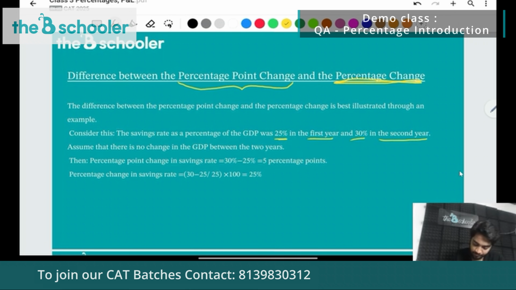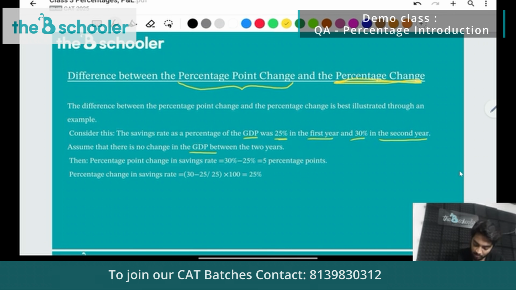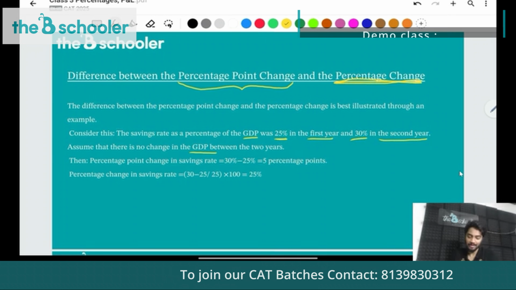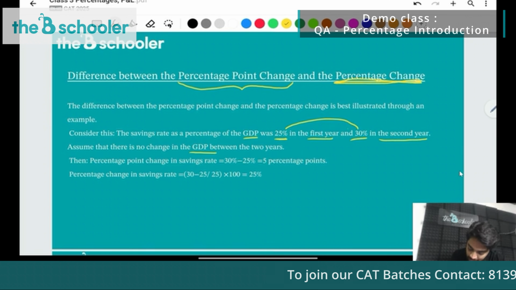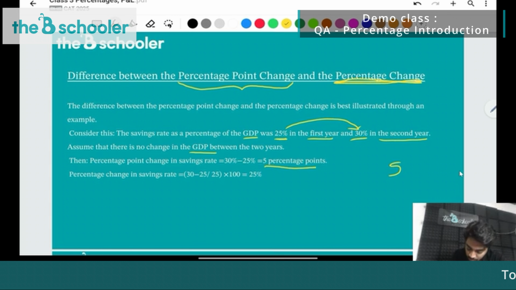and 30% in the second year. Okay. So GDP has remained constant. Only the savings rate has changed from 25% to 30%. So when we say percentage point change, we are referring to the absolute change in percentage. That is 25% to 30%, how many percentage points did it change? That is 5 percentage points. Okay. You don't write it as 5 percent, you write it as 5 percentage points.